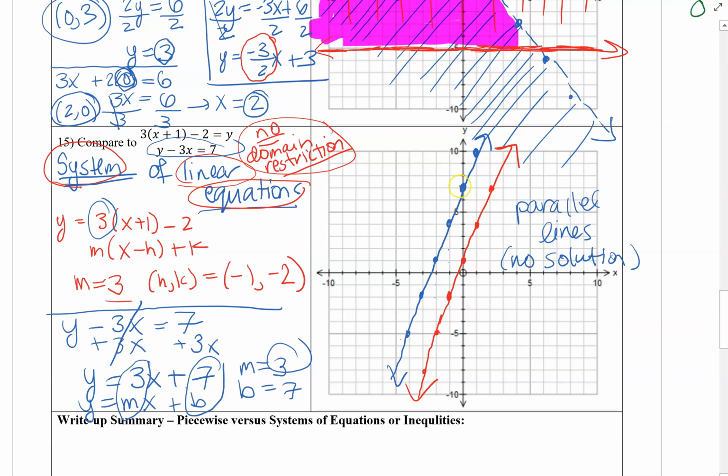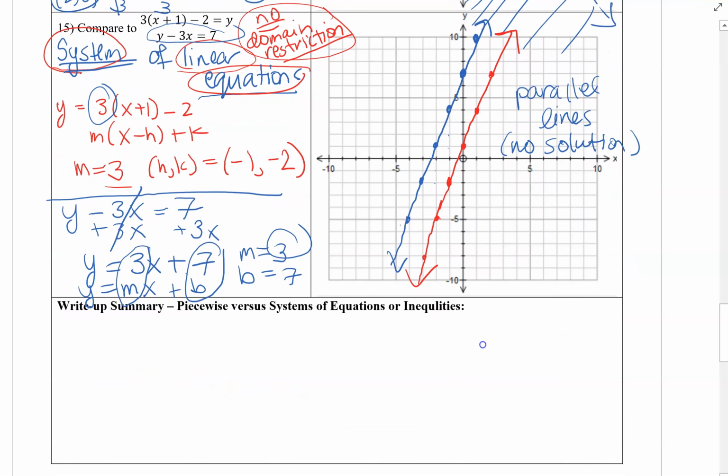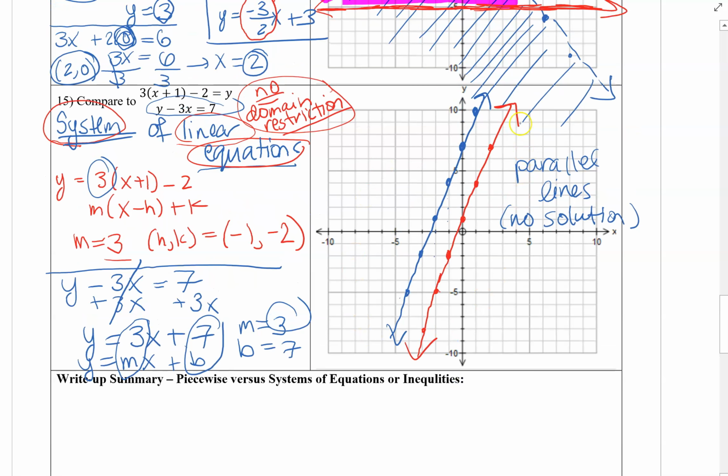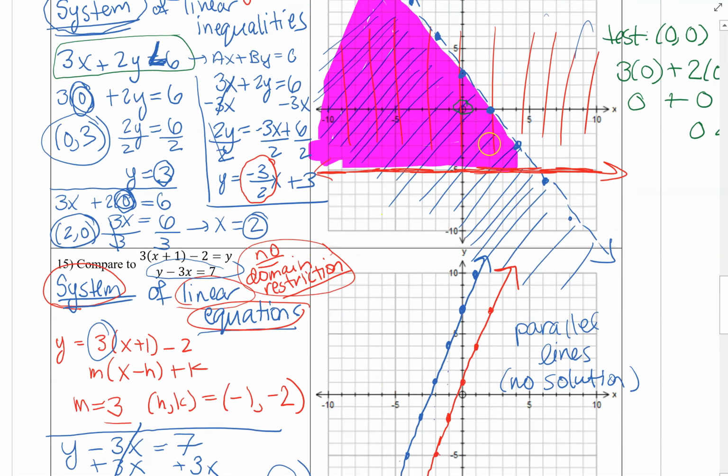I'm not trying to just put these together as a single function. I'm saying these are two separate functions and I'm trying to find where they intersect, if they intersect. It's different than a piecewise function. So let's keep that straight. When we're doing piecewise functions, we're not graphing the whole line. And we are not shading anything.